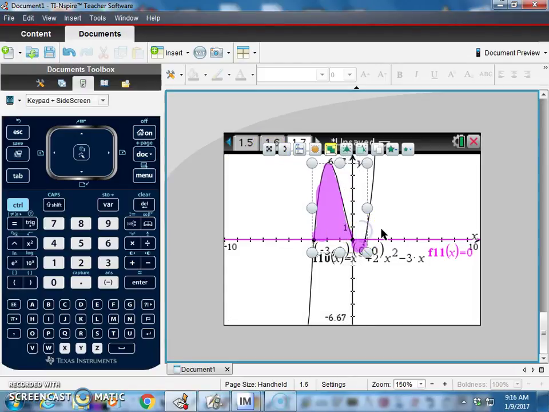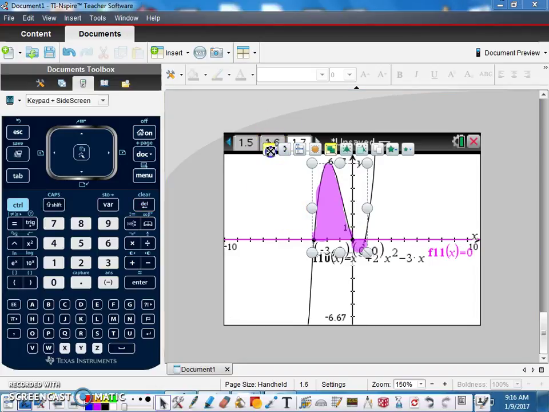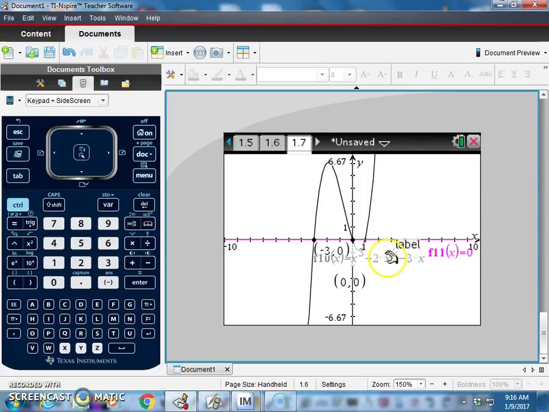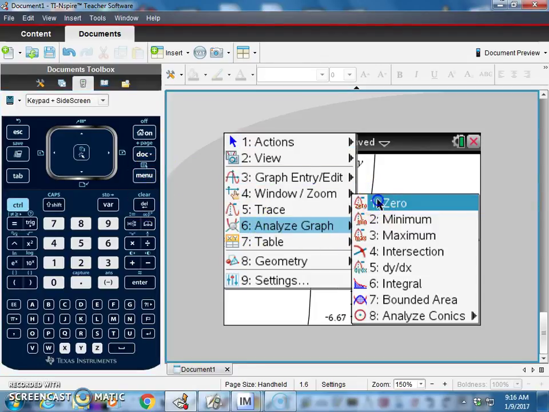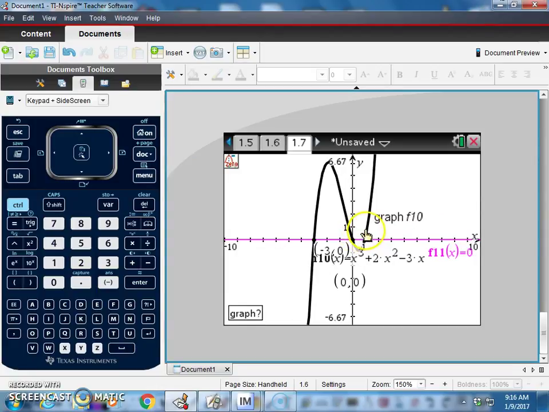And let's see, I seem to have a lot going on here. Let's see if I can get rid of that. And one more point, menu, Analyze Graph, Zero. Click the graph, click to the left and the right. Okay, so it looks like I've got (-3, 0), (0, 0), and (1, 0).